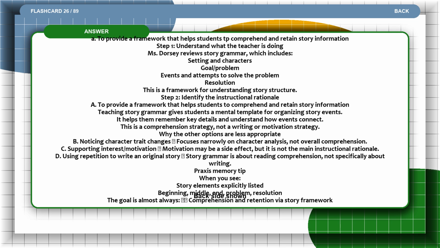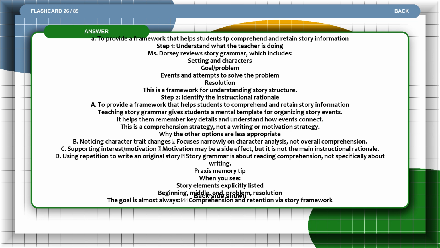Why the other options are less appropriate. B. Noticing character trait changes. This focuses narrowly on character analysis, not overall comprehension. C. Supporting interest/motivation. Motivation may be a side effect, but it is not the main instructional rationale. D. Using repetition to write an original story. Story grammar is about reading comprehension, not specifically about writing.